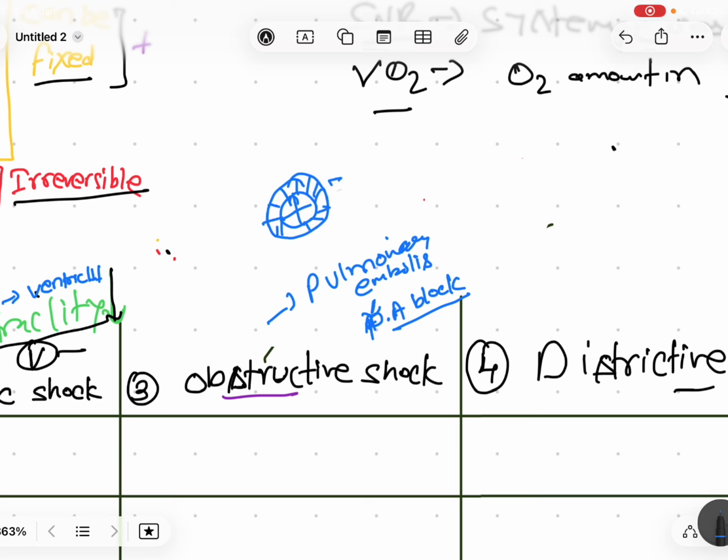So what will happen? The pressure of the left ventricle is equal to the right ventricle, is equal to the right atrium. So all the pressure becomes the same due to the tamponade, with fluid filling the pericardial cavity. I'm telling you why.